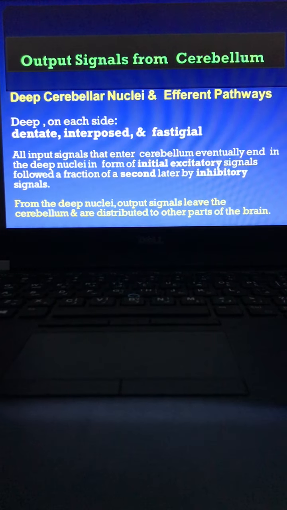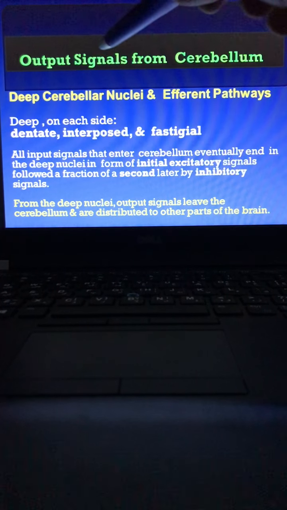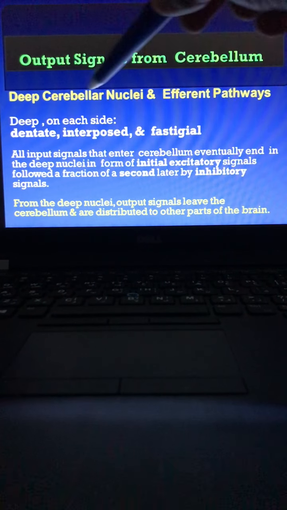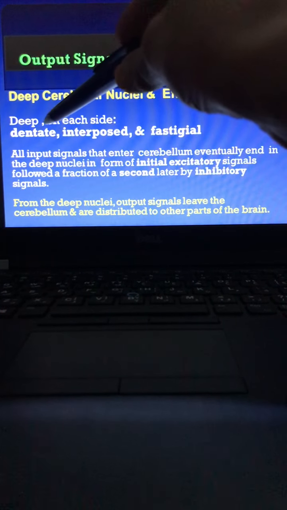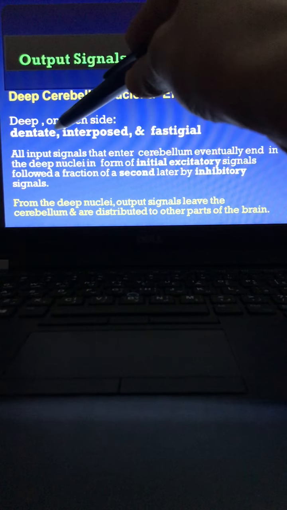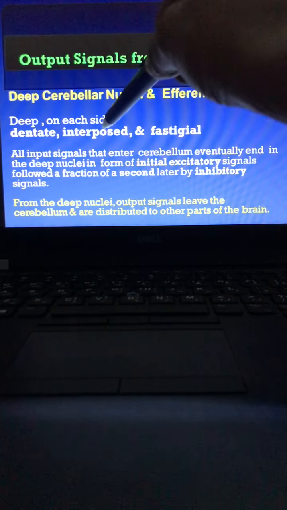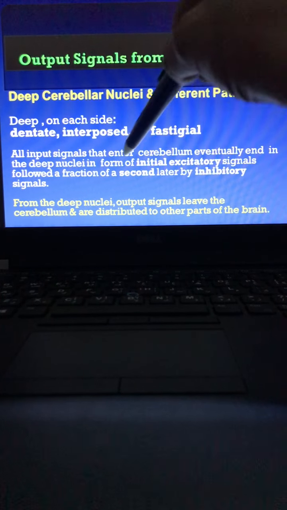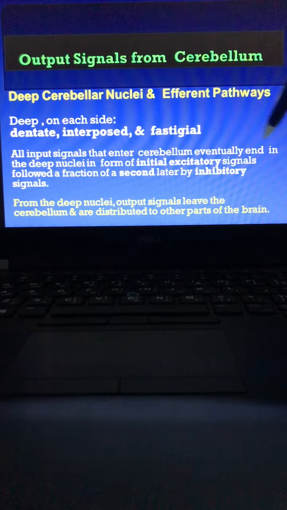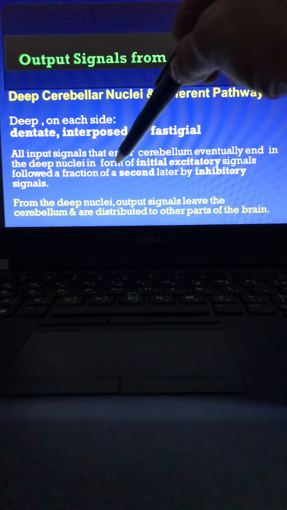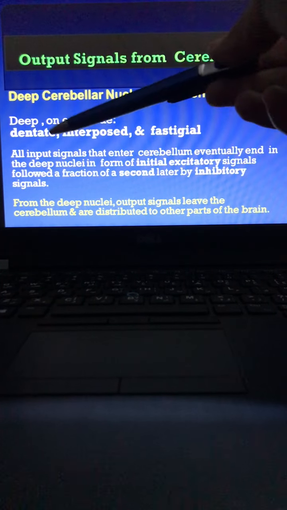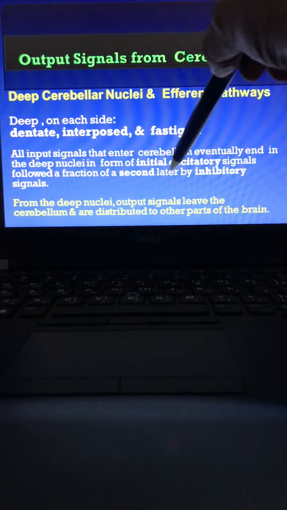Output signals usually come from the deep cerebellar nuclei. Now, deep cerebellar nuclei and afferent pathways. By names: dentate, interposed, which is in fact nuclei, and fastigial. All the input signals that enter the cerebellum eventually end in the deep nuclei in the form of initial excitatory signals, and then within fractions of a second inhibitory signals come to them.